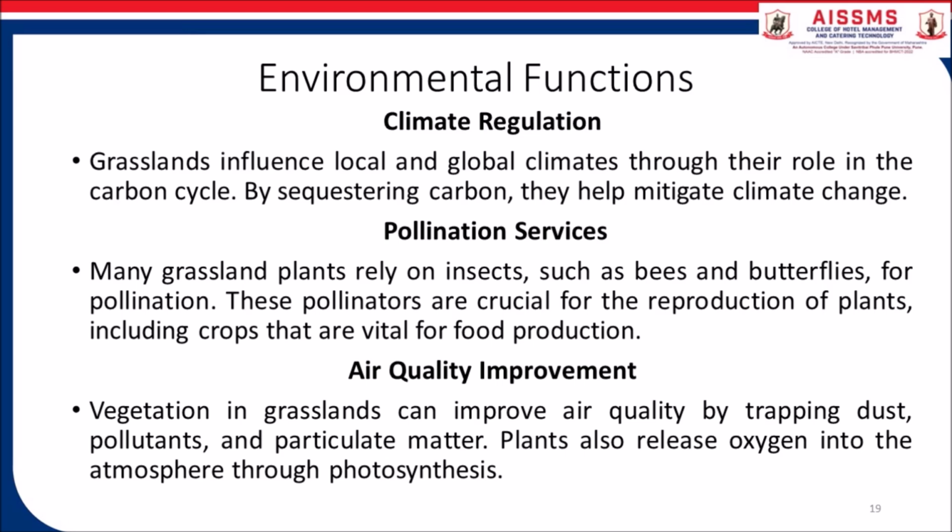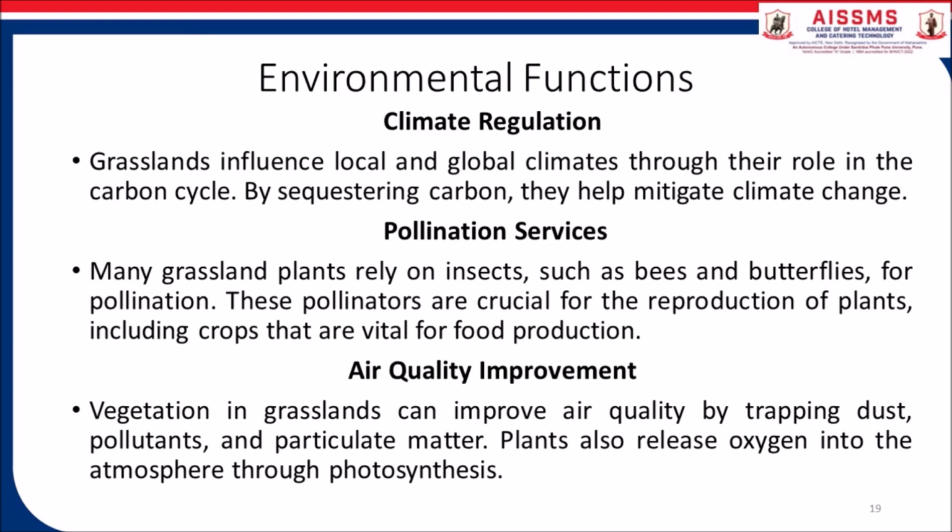Next one will be the pollination services. Many grassland plants rely on insects such as bees and butterflies for pollination. These pollinators are crucial for reproduction of plants, including crops that are vital for food production.